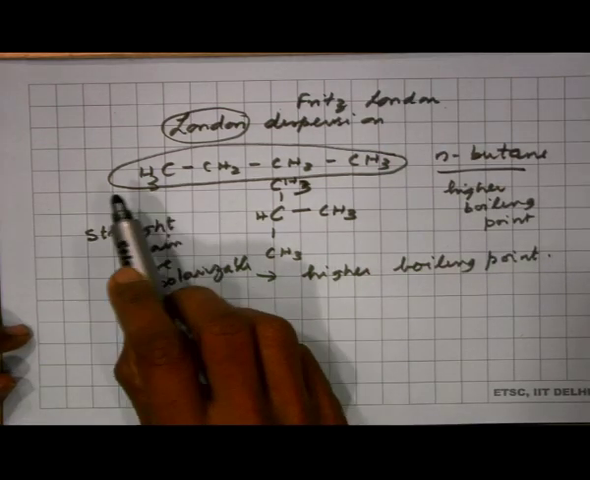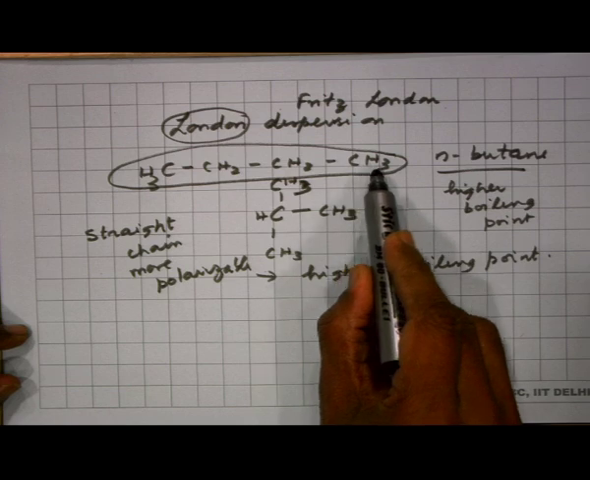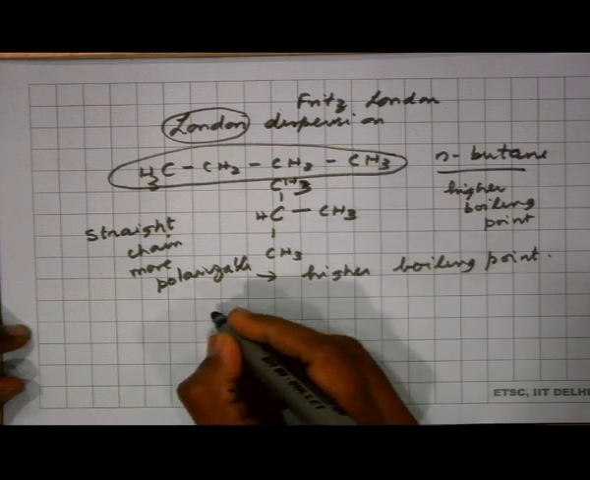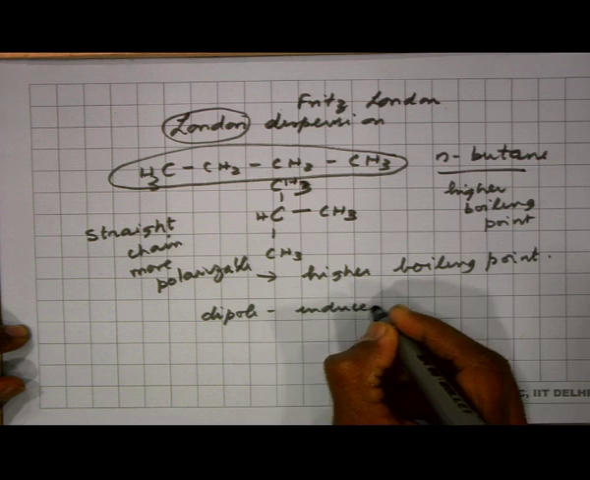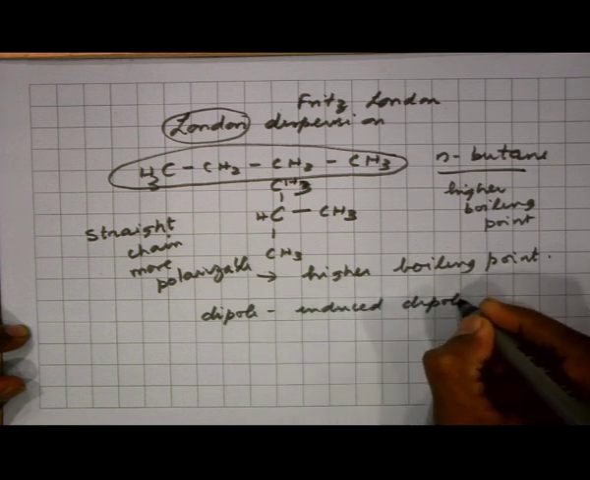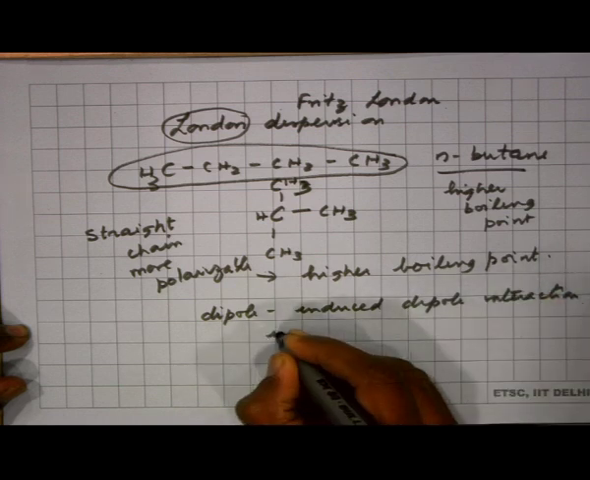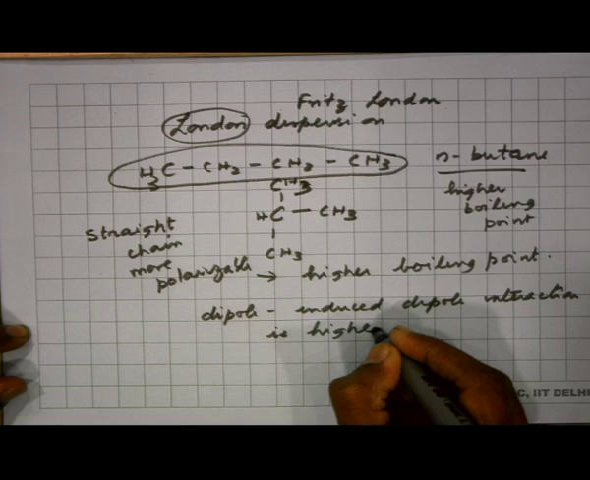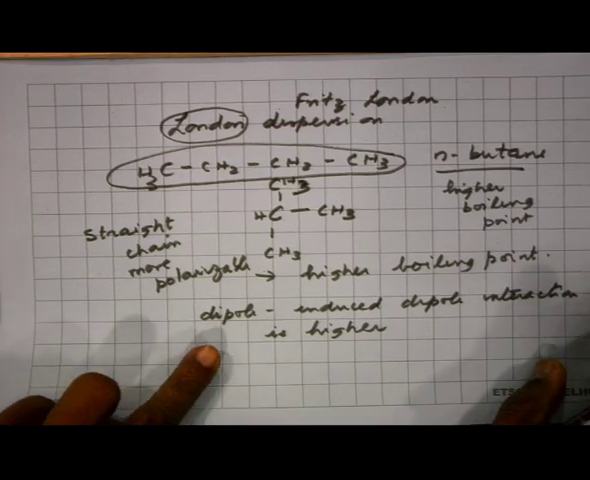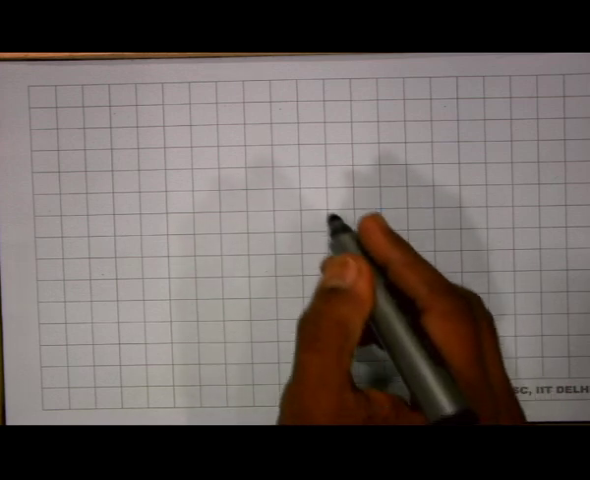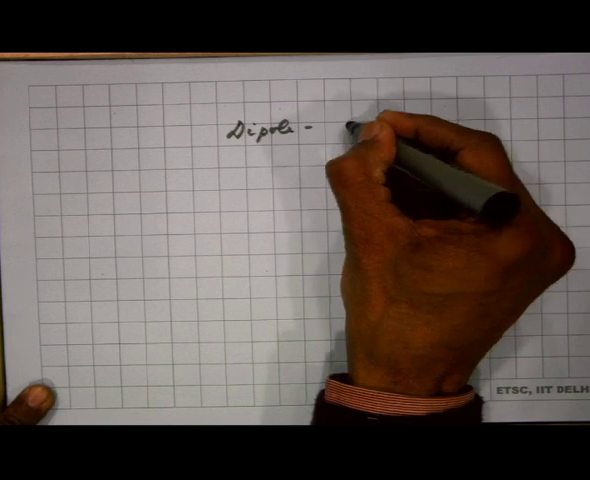So, what do we find? The moral of the story is that as you get longer and longer chains, you are going to have larger and larger polarizabilities, as a result of which you are going to find that dipole induced dipole interactions are higher. The same is true of the next interaction. So, this was the situation where you had a dipole creating an induced dipole.